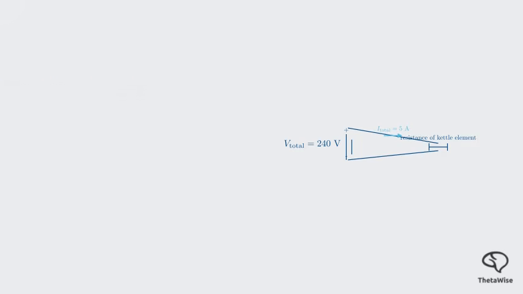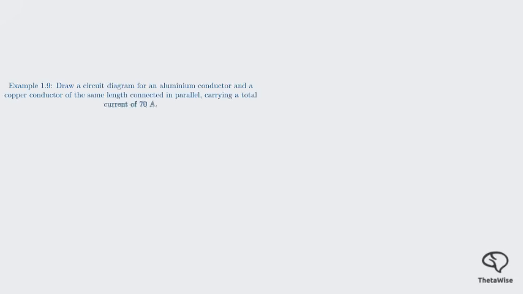Now for our second example, an aluminum conductor and a copper conductor of the same length are connected in parallel, and together they carry a total current of 70 amperes. The key phrase here is connected in parallel. So we'll draw two parallel branches.